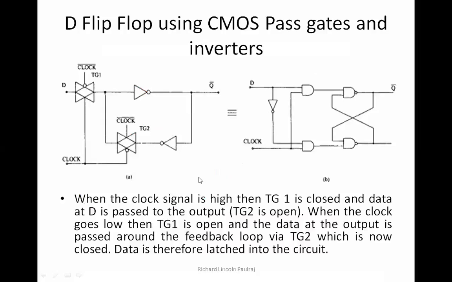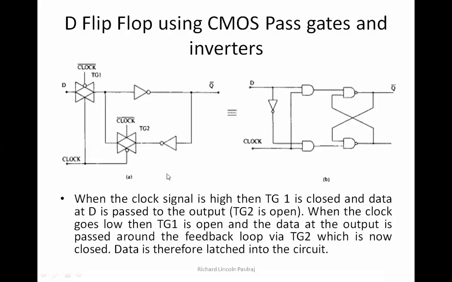When the clock signal is high, then TG1 is closed. So we have TG1, which is your transmission gate 1, and we have transmission gate 2. When the clock signal is high, then TG1 is closed, and data at D is passed to the output through TG2. At that point of time, because the clock will be the same, if I give 1 here, then 0 will be here. So high means it will enable this, and data will pass through your TG2.